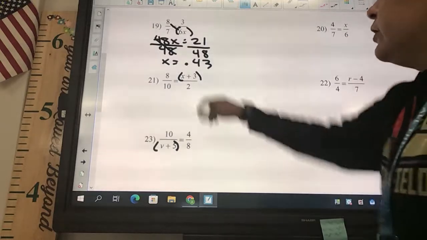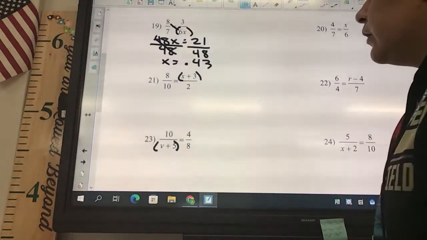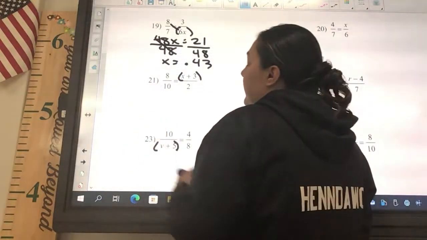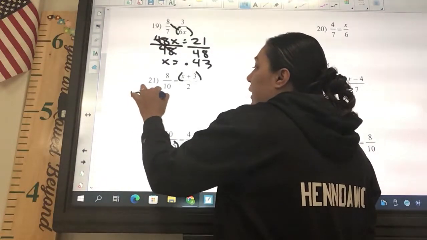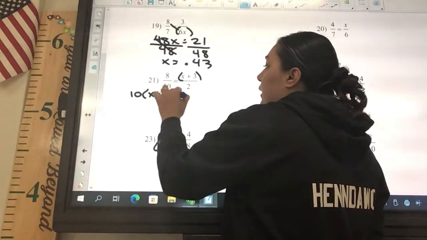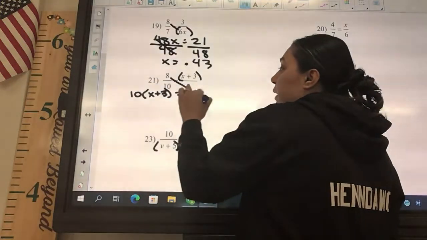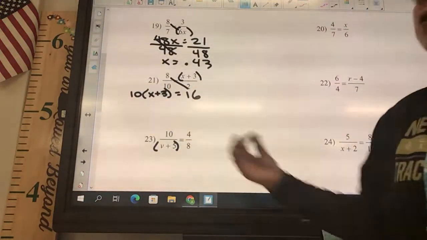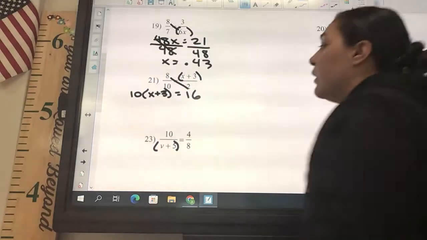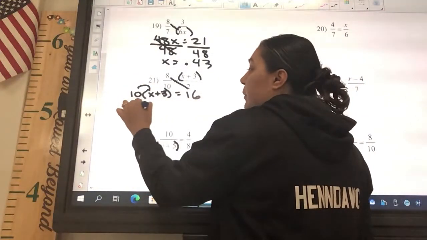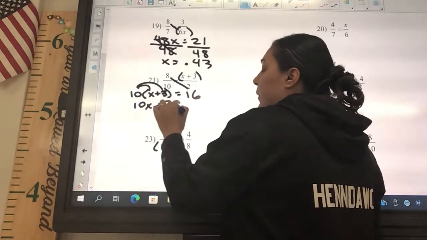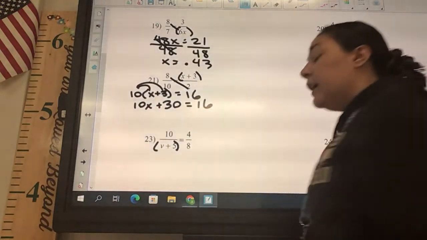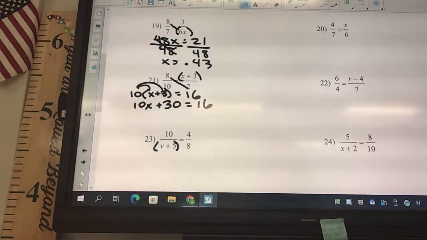Okay, the ones where it's something like plus or minus is going to get a little bit more complicated, and I'm sorry because I did not leave you very much room, but you're going to say 10x plus 3 equals, and you're going to get 16. Okay, you need to distribute that to both pieces. So 10 times x is going to be 10x. 10 times 3 is going to be 30. And still, that looks like a problem we've done many, many times.